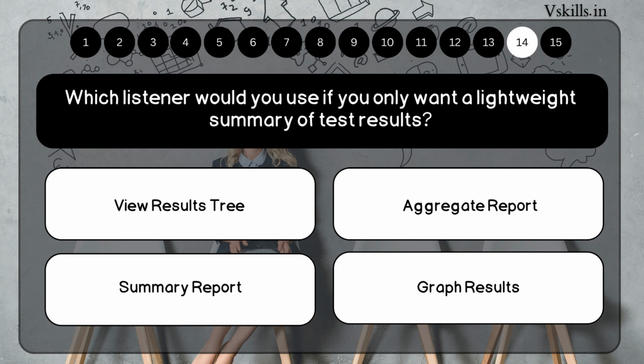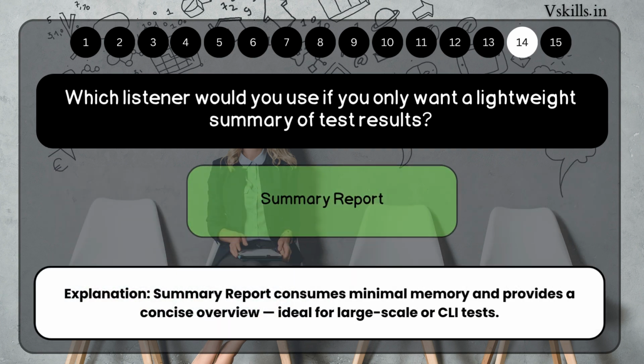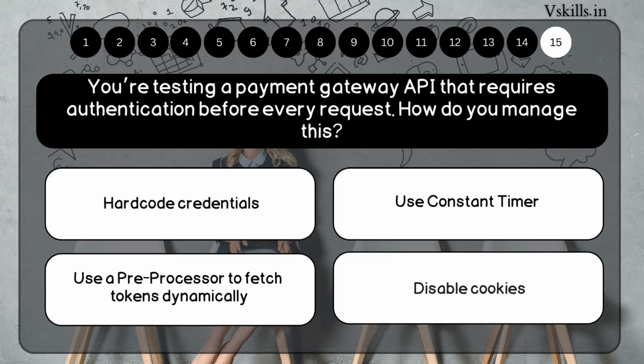Question 14. Which listener would you use if you only want a lightweight summary of test results? The correct answer is Summary Report, as Summary Report consumes minimal memory and provides a concise overview ideal for large-scale or CLI tests.